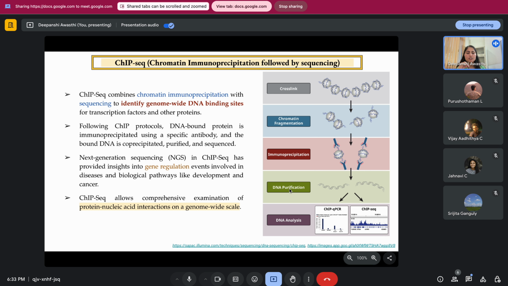After immunoprecipitation, we will purify the DNA. We will remove these proteins and antibodies, and we will only obtain the DNA which is wrapped around these proteins, and we will perform its analysis. We will sequence it, and after comparing it with the reference, we will identify to which part of the genome it belongs. In that way we will be able to understand what the regions are which are bound with the proteins.